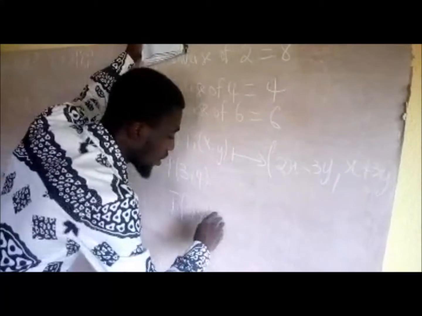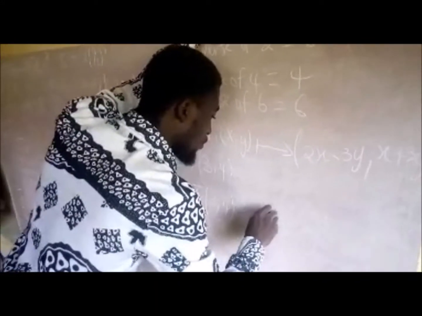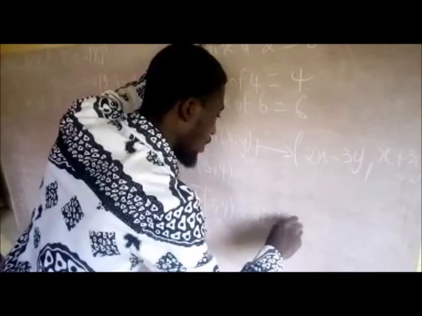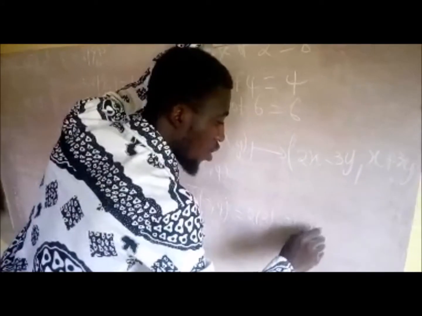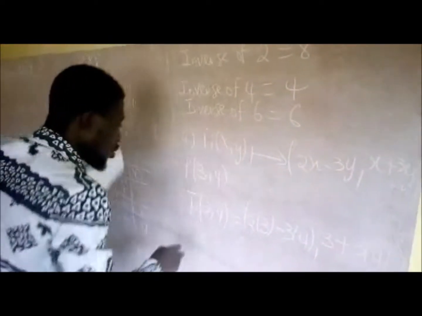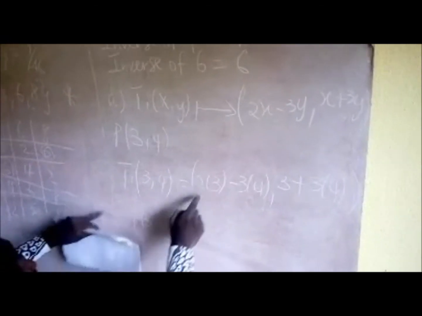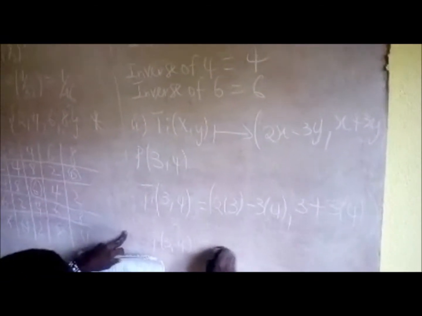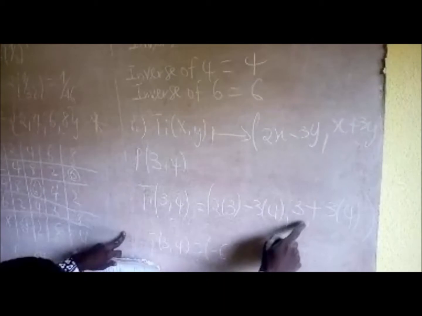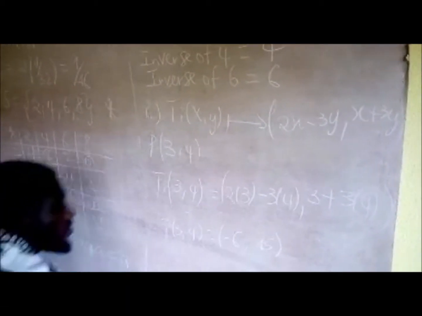So similarly, what are we going to have? We're going to have 2 into 3 minus 3 into 4, comma, 3 plus 3 into 4. So T of (3, 4) is going to be 6 minus 12, which gives us negative 6, and then 3 times 4 is 12 plus 3 is 15. So that's the image of that point.